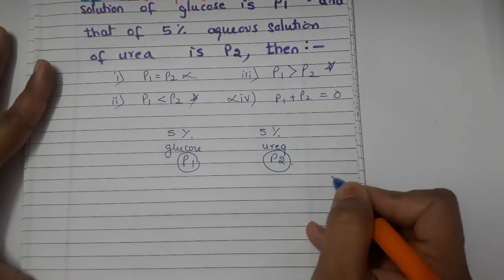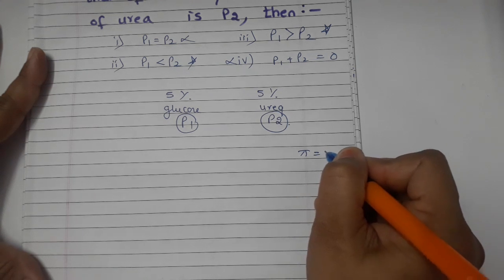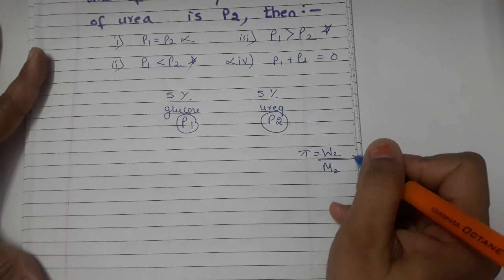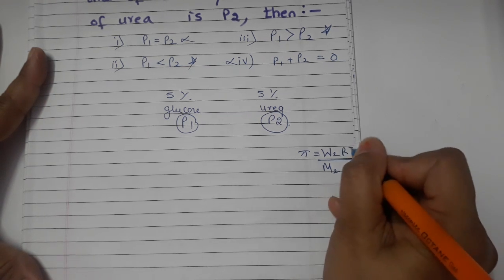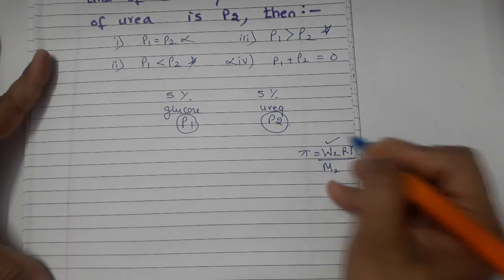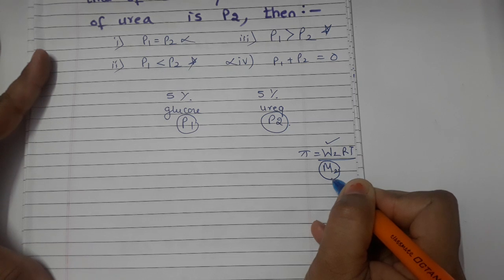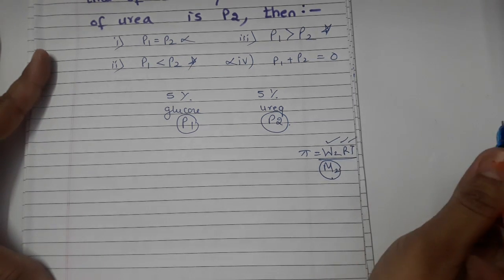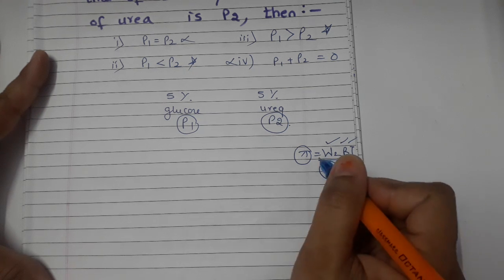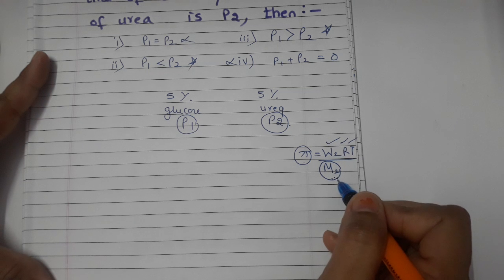First of all, we are going to write down the formula. It is pi is equal to CRT, isn't it? CRT means mass upon molar mass, and then RT. Now in this case you will see that mass is the same, isn't it? 5 and 5. What is different is only the molar mass. R and T also would be the same. So there is a direct relation between the osmotic pressure and the molar mass. Just have a look at this particular example.